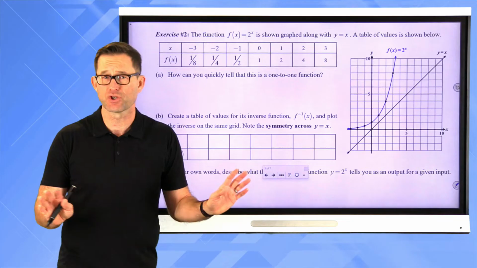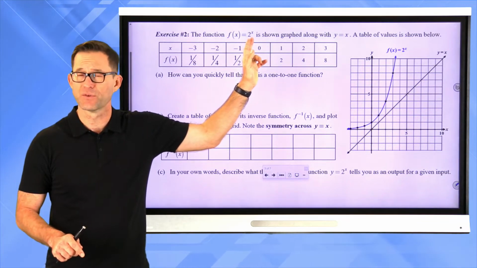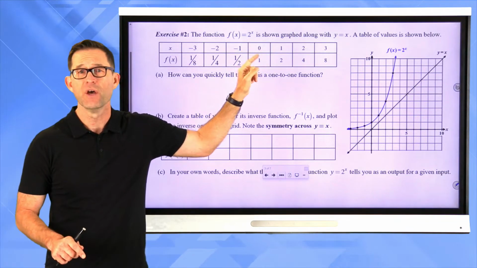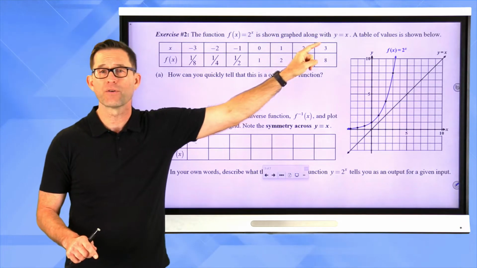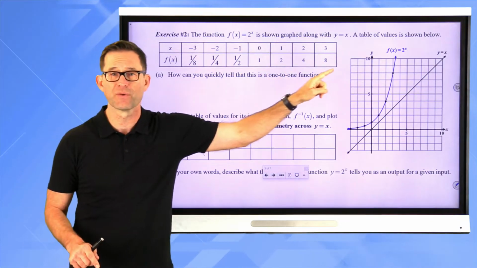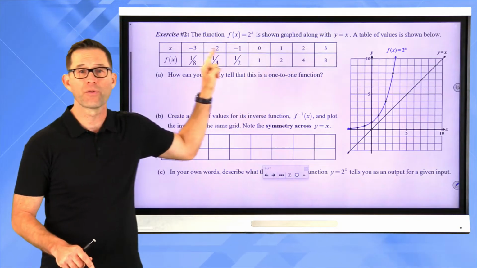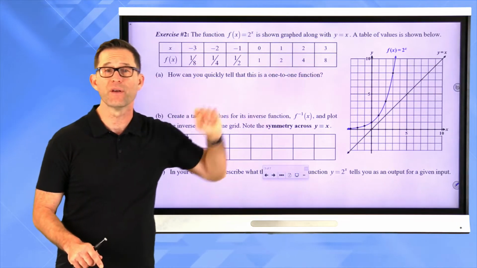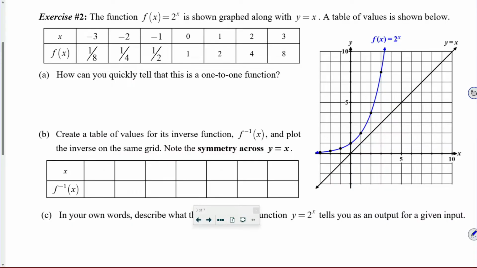Let's just make sure that we're comfortable with this. This is a table of values for the function f of x equals 2 to the x. You should feel comfortable with this. 2 to the 0 is 1, 2 to the first is 2, 2 to the second is 4, 2 to the third is 8. When I go into the negative exponents, I'm just getting the reciprocals of these. 2 to the negative 1 is 1/2, 2 to the negative 2 is 1/4, 2 to the negative 3 is 1/8, etc. Letter A. How can you quickly tell that this is a one-to-one function?